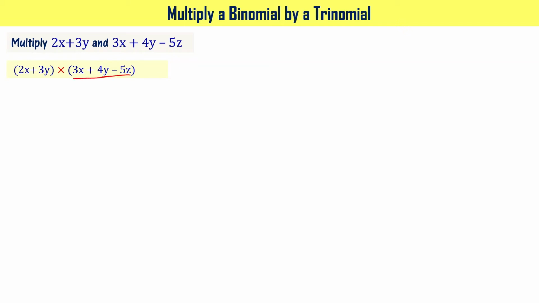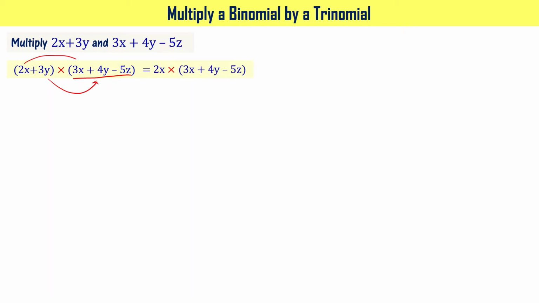Let's solve another problem now. Multiply a binomial by a trinomial. Let's multiply 2x plus 3y and 3x plus 4y minus 5z. This can be written as shown here. As we have done earlier, we'll keep this as is and first multiply this and then multiply this and simply add them, right?